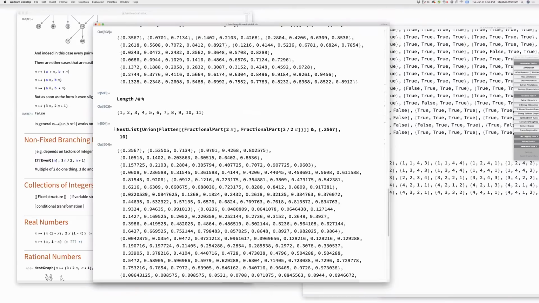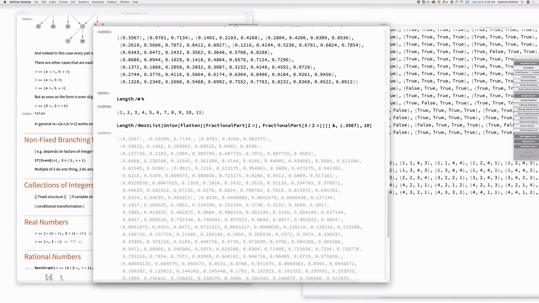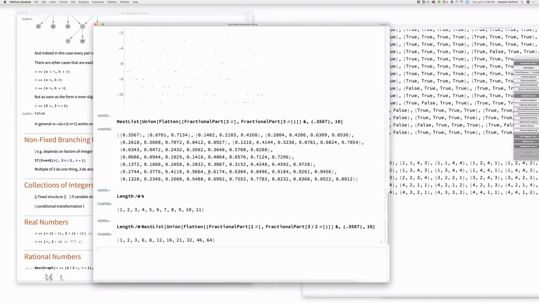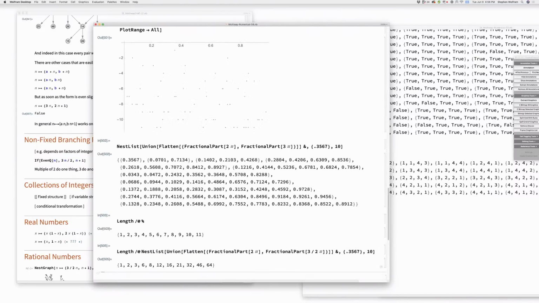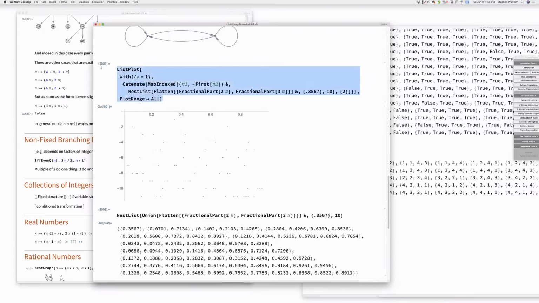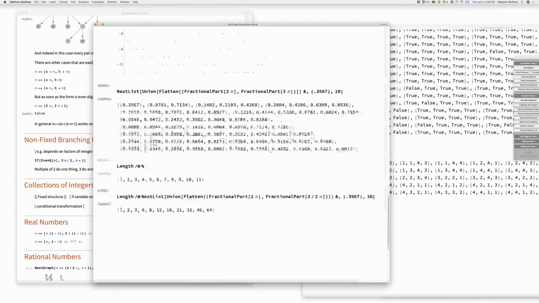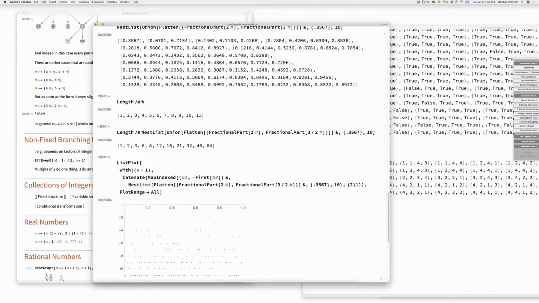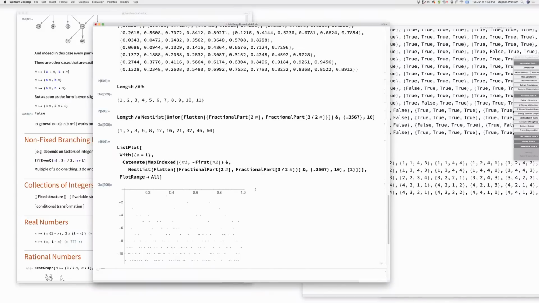Okay, so for 3 halves, if I say length of that, then I will get something which increases roughly exponentially. So let's take a look at that quantity here. I bet this is related to, there's some density result for powers of 3 halves, right? So this is filling in and becoming denser here.